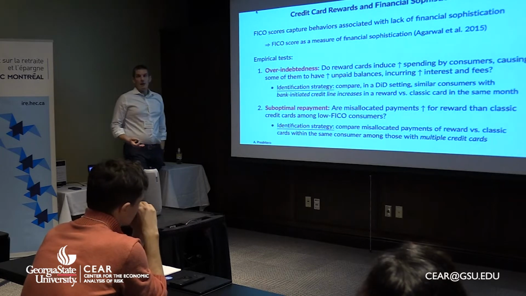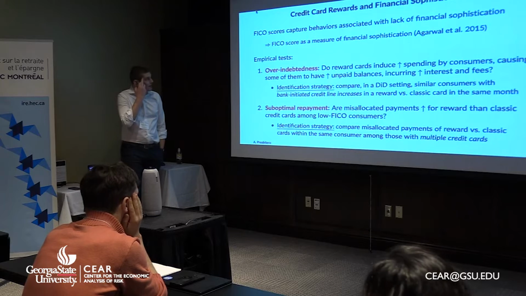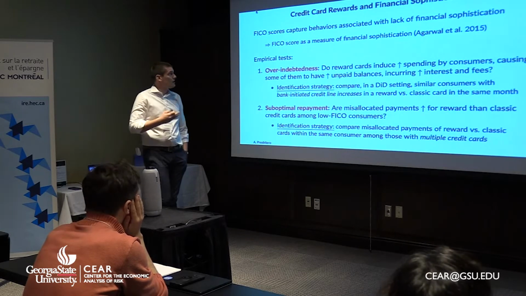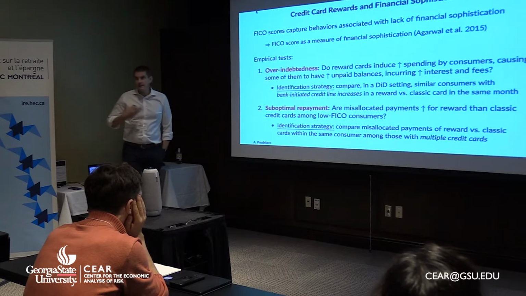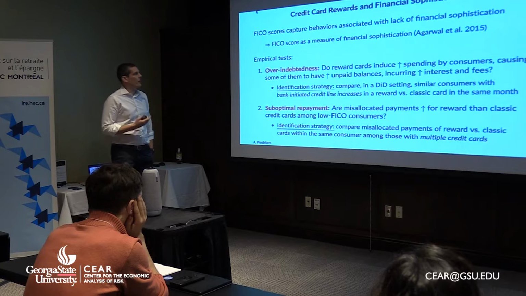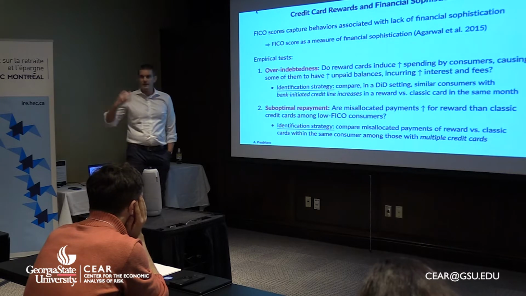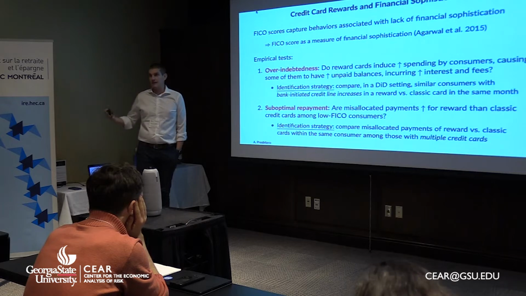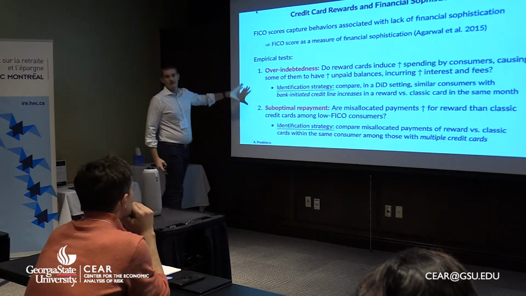So what we argue in the paper is a story about financial sophistication. So we think about FICO score that can sort of capture behaviors that are associated with lack of financial sophistication. Again, there is literature, not only by Coder of Mine, but others also arguing that FICO can be taken as a measure of financial sophistication. We don't just take this for granted, we do a couple of additional exercises to sort of substantiate our assumption here. So we do two tests, basically.